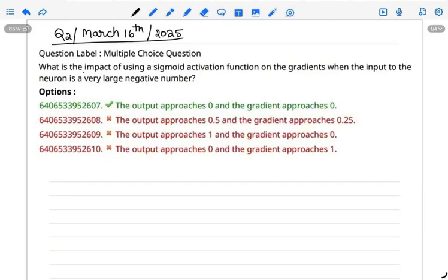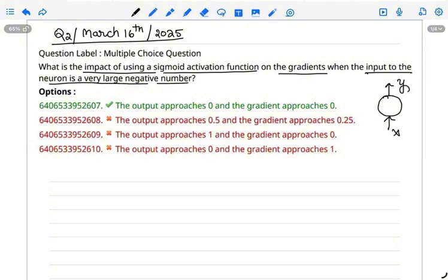What is the impact of using a sigmoid activation function on the gradients when the input to the neuron is a very large negative number? So the input to the neuron is a very large negative number. Neuron: Y is the output, X is the input.